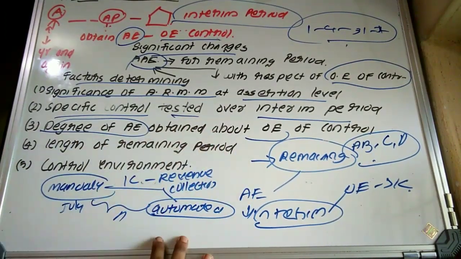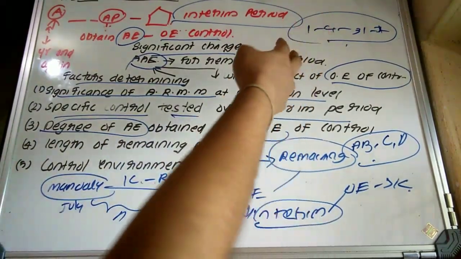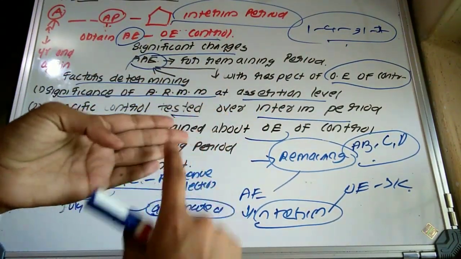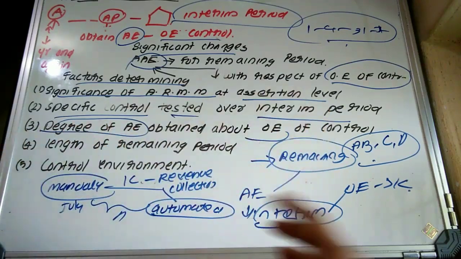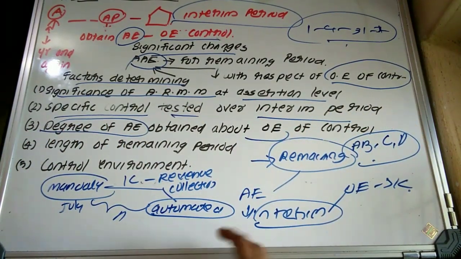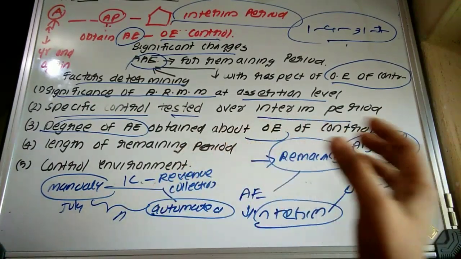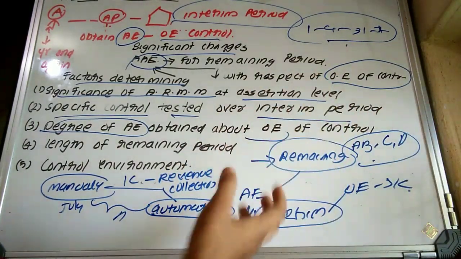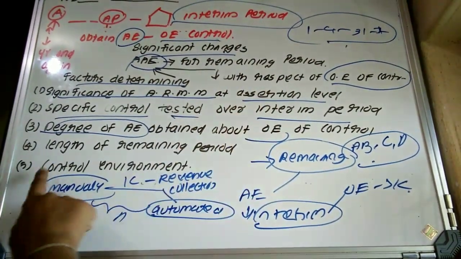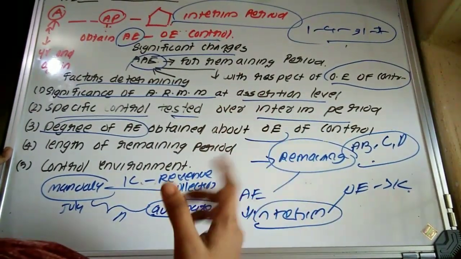Then the length of the remaining period. In the given case, he has audited only April, May, June, July, that is a 4-month period. The remaining period is 8 months. So he has to consider the remaining period. If the remaining period is lengthier, he absolutely has to apply more audit procedures for the purpose of obtaining additional audit evidence.